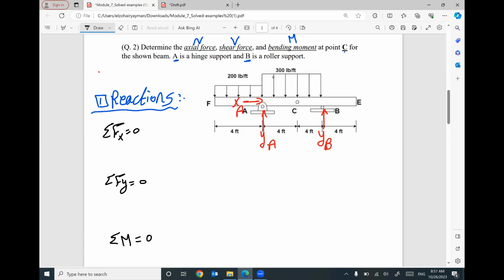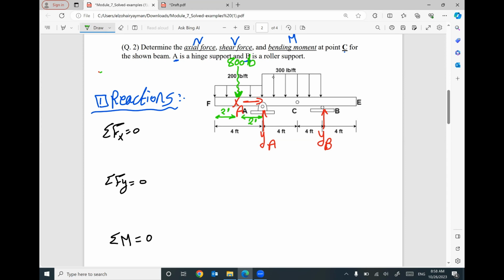But before starting, I would like to give you a hint. We have this distributed load, so we should convert it to equivalent. How much? 200 times 4. It will be 800 pound. And this distance will be 2 feet. And this distance will be 2 feet.